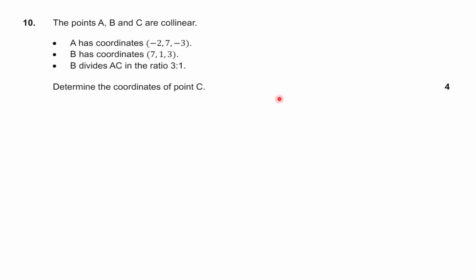We have 3 points collinear, and these are the coordinates in 3 dimensions. We want to find the coordinates of C given this information that B divides AC in the ratio 3:1. So first of all, I'm going to draw a straight line because that's what it says. They're collinear. Now we know that B divides AC in the ratio 3:1, so I'm going to put B there closer. I'm going to put 3 and 1 because that's 3 parts and that's 1 part. Now how do we do this? We want to find the coordinates of C.